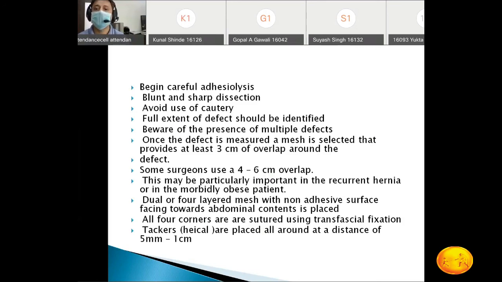Once the defect is measured, a mesh is selected that provides at least 3 cm of overlap around the defect. Some surgeons use a 4 to 6 cm overlap. This may be particularly important in recurrent hernia or in morbidly obese patients. Dual or 4-layered mesh with no adhesive surface facing towards the abdominal contents is placed to prevent adhesions. All 4 corners are sutured using transfascial fixation. Tackers are placed all around at a distance of 5 mm to 1 cm.